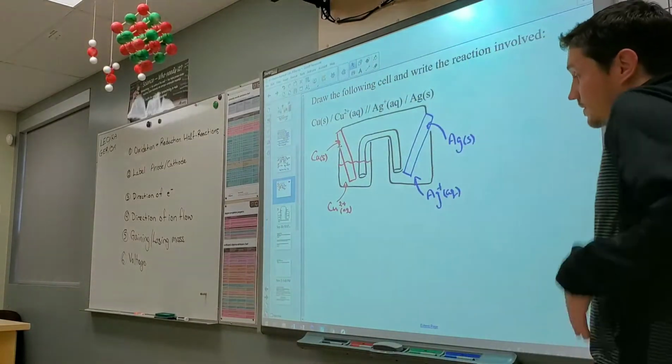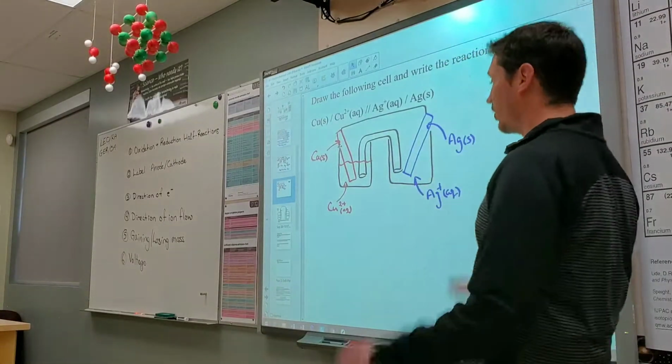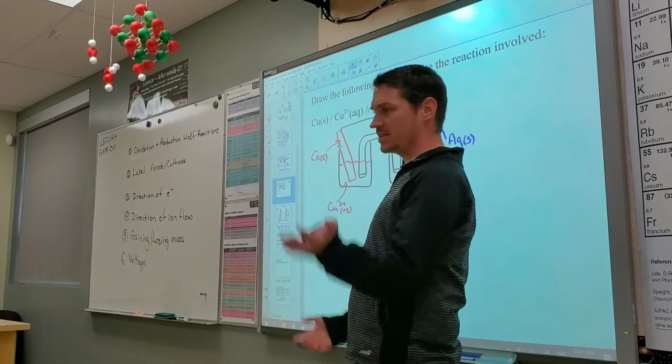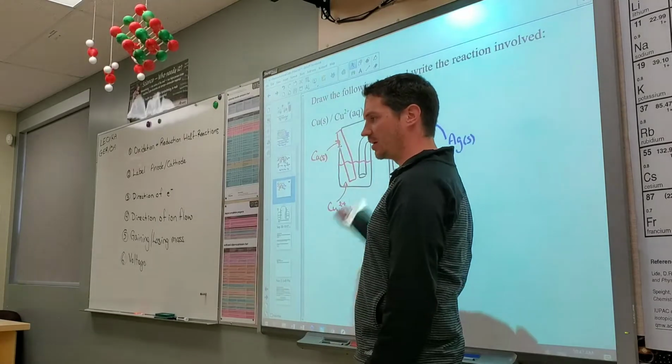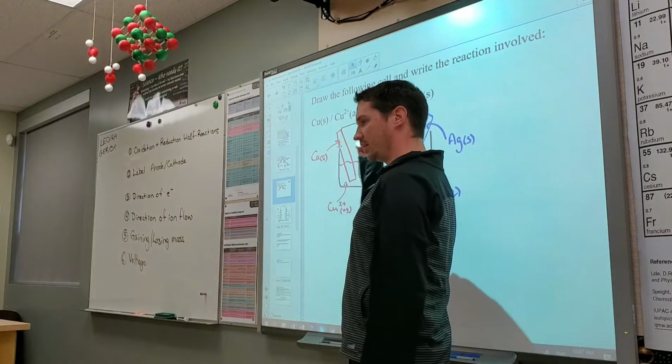Okay, so this is the bones of what you should have on paper, on one side. First of all, does it matter if the copper was on the left side or the right side? No, it doesn't matter. You could have put the silver on here or the copper on here.